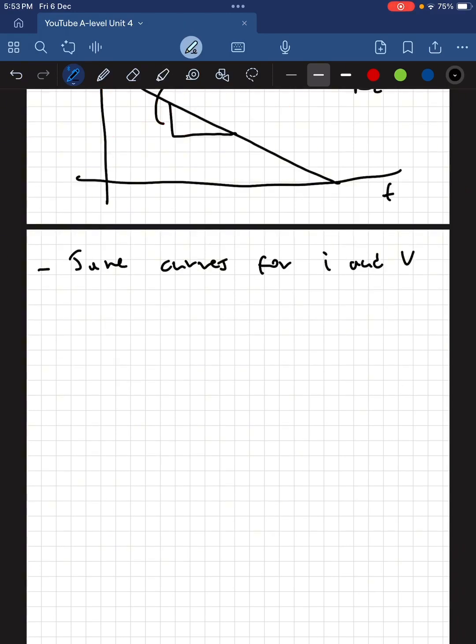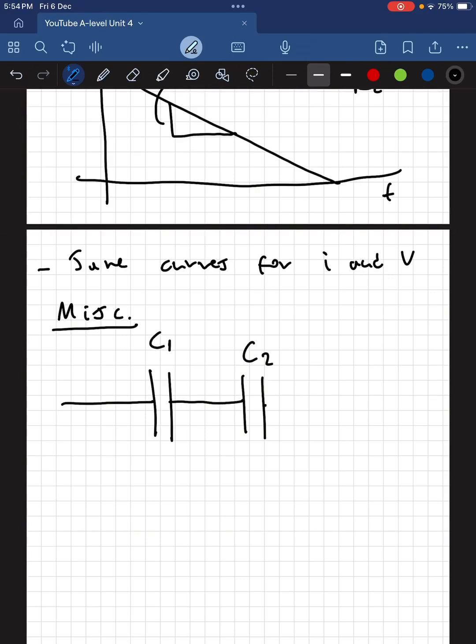Okay, and some miscellaneous thoughts. This is not part of your syllabus, but I'm going to mention it anyway. If we have capacitors in series, 1 over C total is 1 over C1 plus 1 over C2. Okay, this happens because when we put capacitors in series, nothing really changes in the circuit, because they are still connected to the same battery.